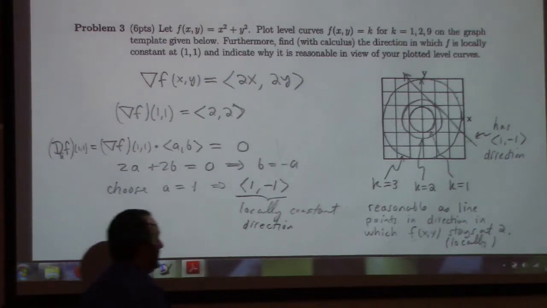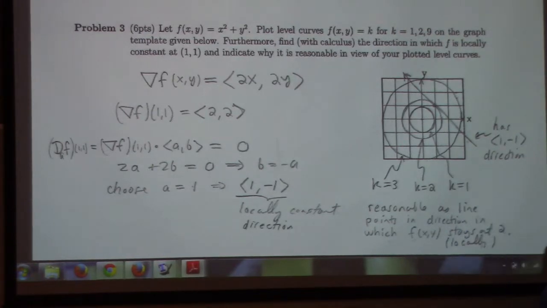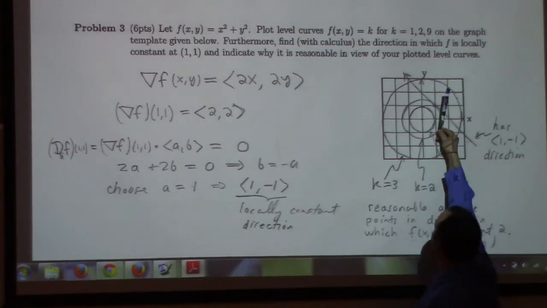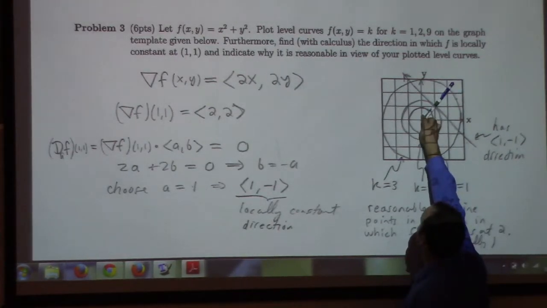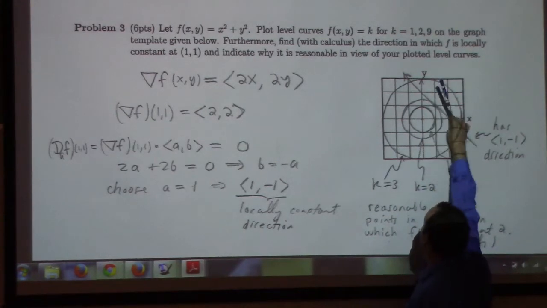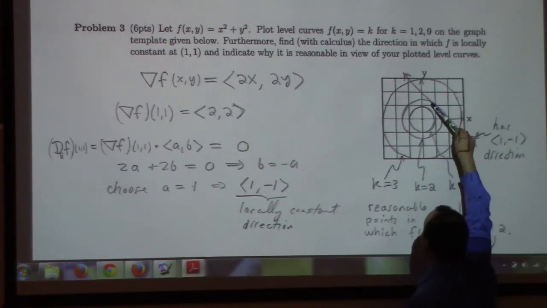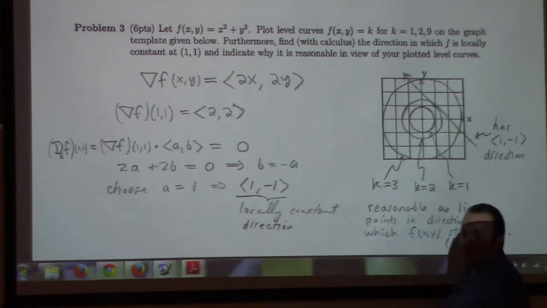And of course you can see that, right? Here are some level curves of the function. If you look at it, the gradient vector field points radially outward, like that. There's an integral curve of the gradient vector field. And at that point, that's the direction along which it's constant, right? And of course, these circles are the level curves.